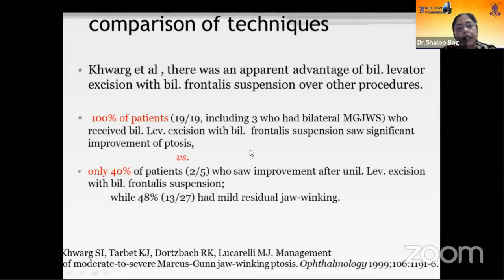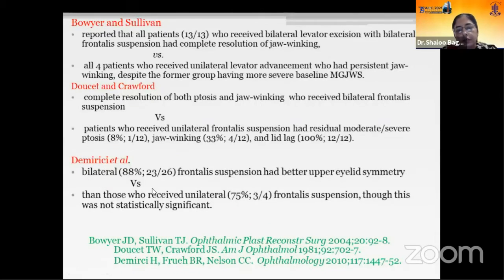On comparing the techniques, the study has shown that Quag et al. suggested that 100% of the patients showed good results where bilateral levator excision was performed as compared to the unilateral sling. And most of the authors have shown similar results.